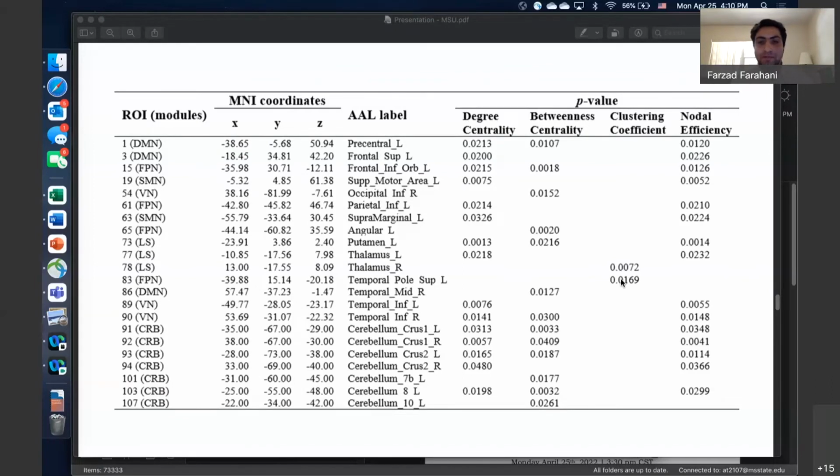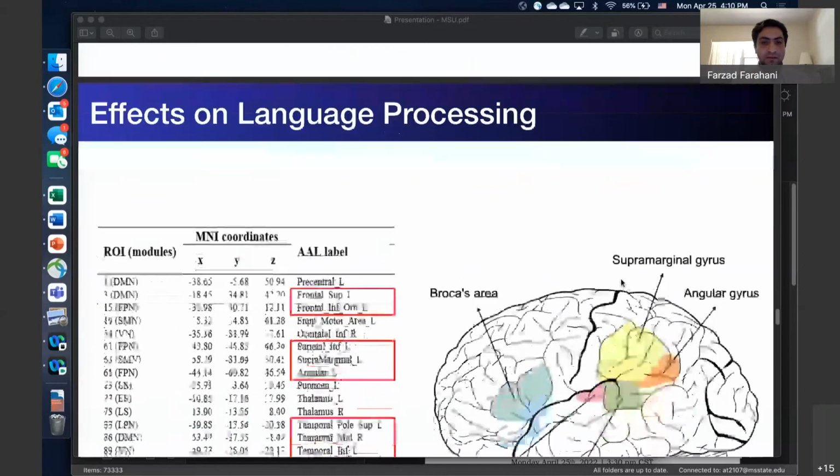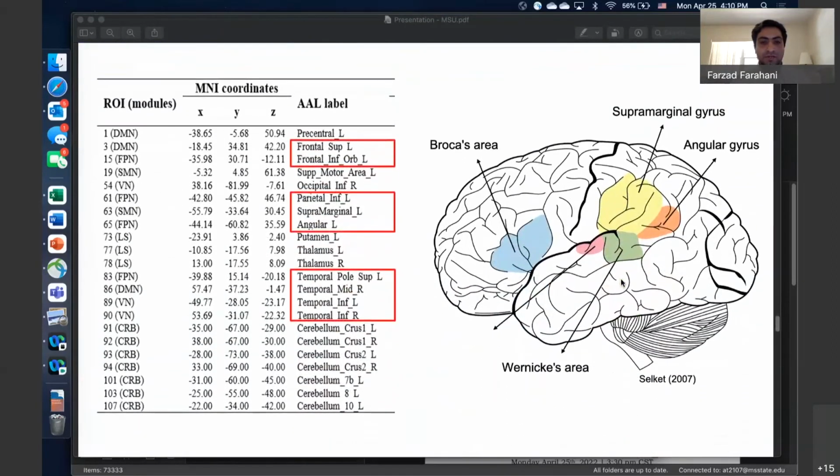And in the next slide, yeah, here again is the same table. I specified some regions by a red rectangular line, and these areas are, based on the literature, related to the language system. It's interesting to see how the language system of the brain works and how it will be affected after some time passes during the day.